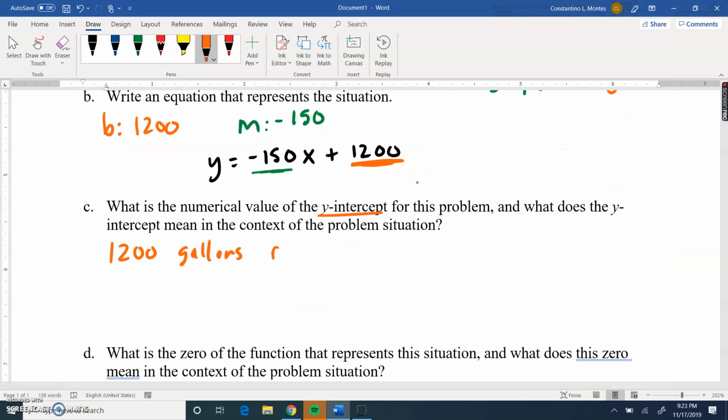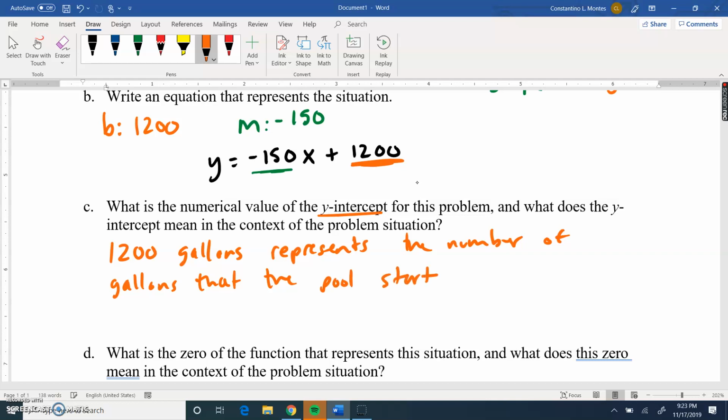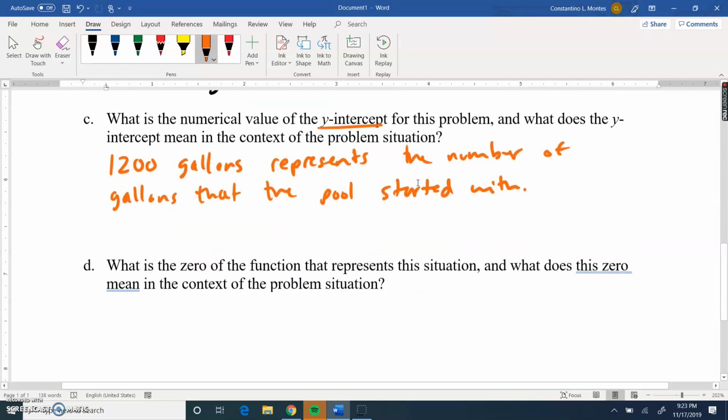1,200 gallons represents the number of gallons that the pool started with. Before Lucas started draining this pool, there was 1,200 gallons in. That's what the y-intercept is going to represent.